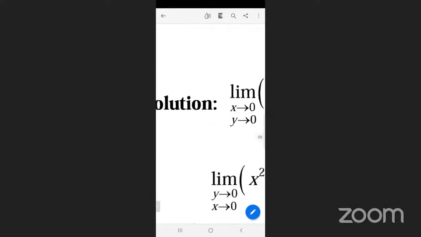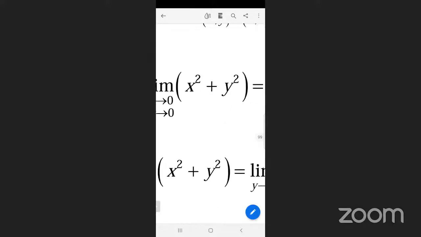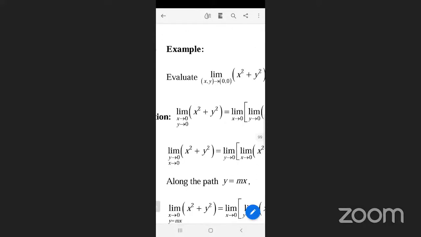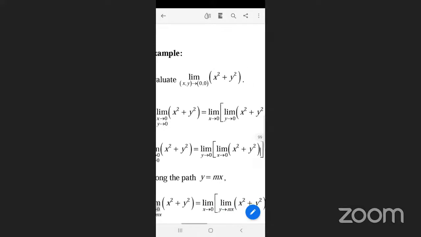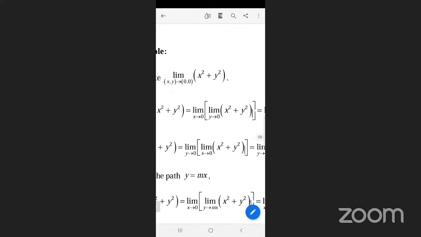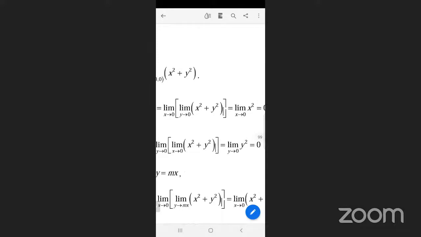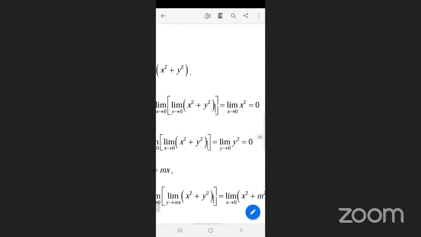So it will not be like this. What is the meaning of it? First apply the y limit, next go for the x limit. So see here: limit x tends to 0, y tends to 0 of x square plus y square equals limit x tends to 0, limit y tends to 0 of x square plus y square. If you put y equal to 0, it becomes x square plus 0 square, which means we get only x square. For the remaining function, go for the last limit, x tends to 0 of x square. If you put x equal to 0, again it is 0 square, which means 0 only.